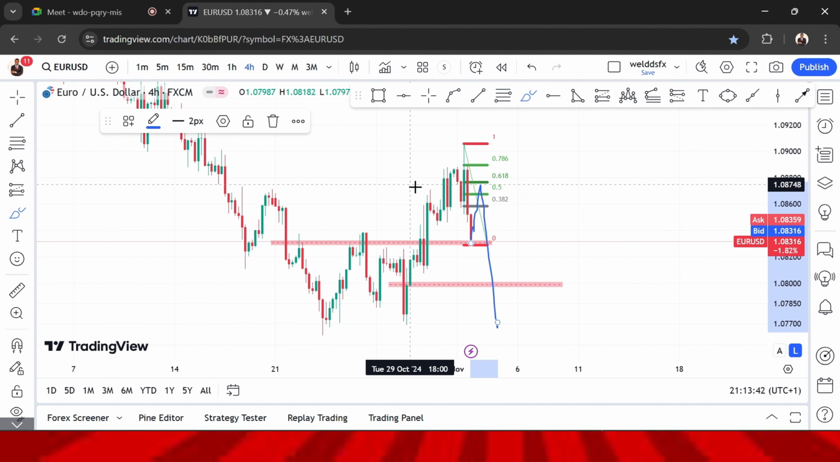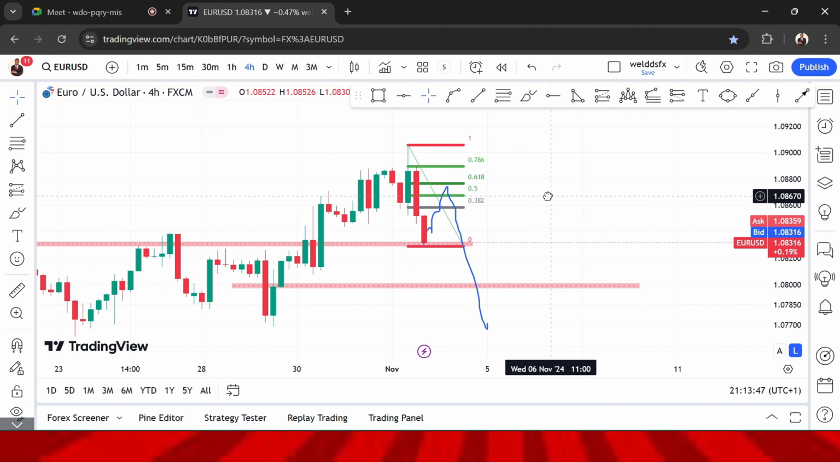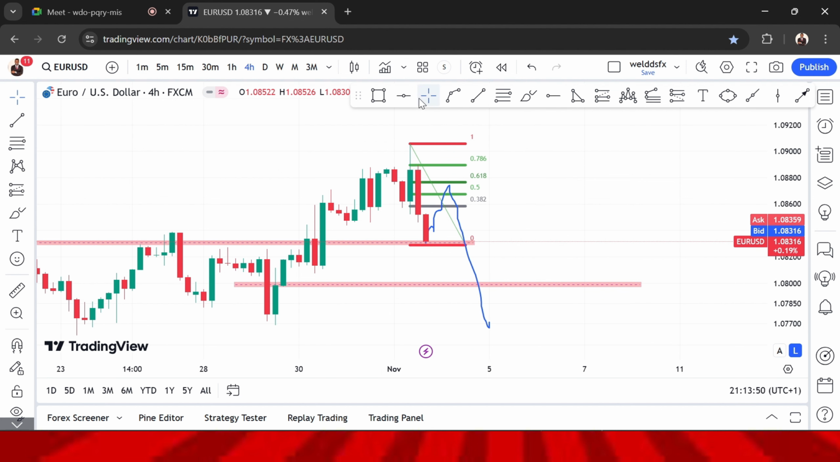So I like to stop at the 4 hour time frame. Okay, so on the 4 hour time frame, this red candle, allow it to keep going down.